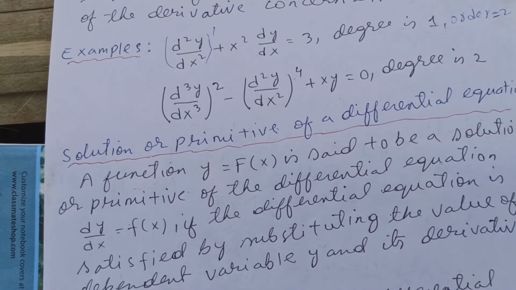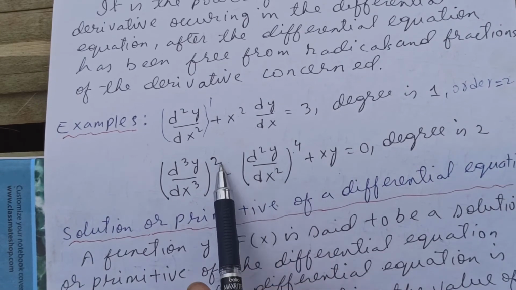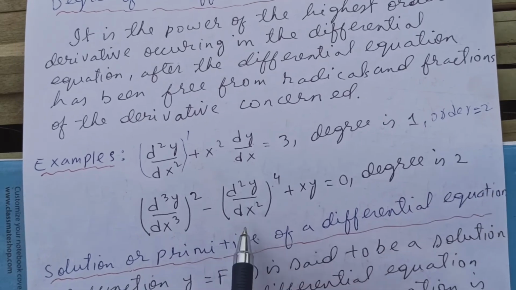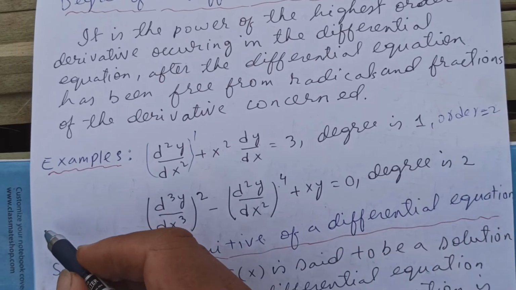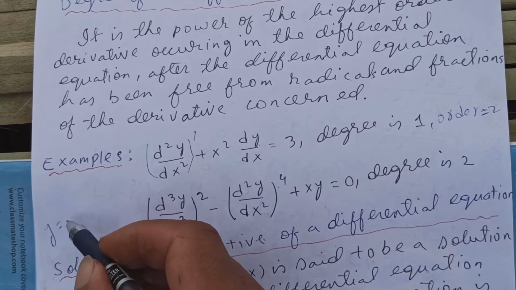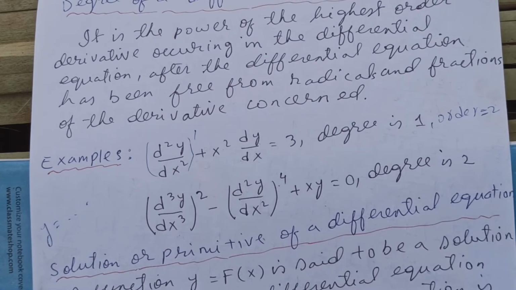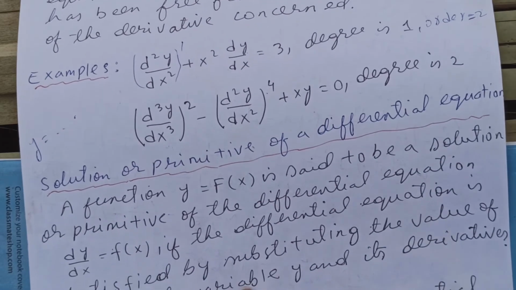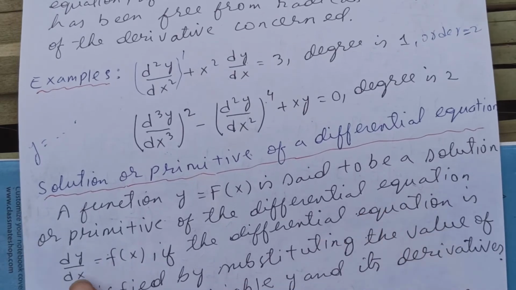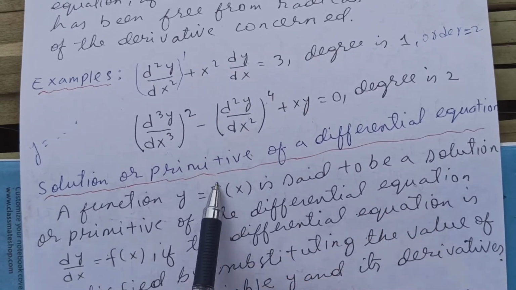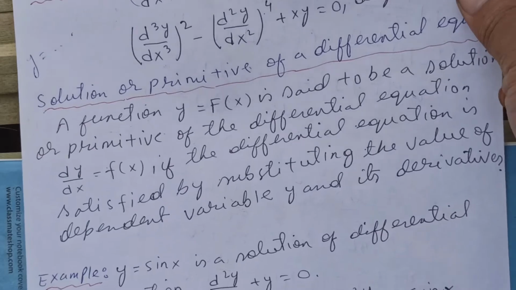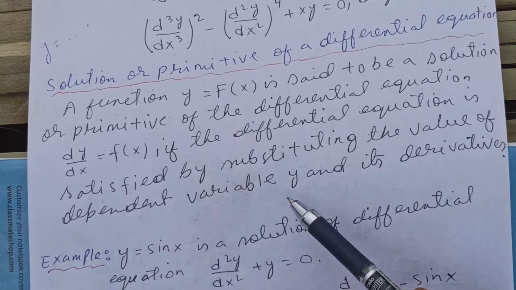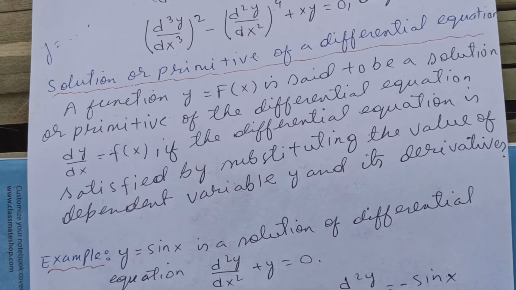A function y equal to f of x is said to be a solution. If you find this solution, you will get it in terms of y. Since y is the dependent variable, you get something like y is equal to something. So a function y equal to f of x is said to be a solution or primitive of the differential equation dy by dx equal to f of x if the differential equation is satisfied by substituting the value of the dependent variable y and its derivative.